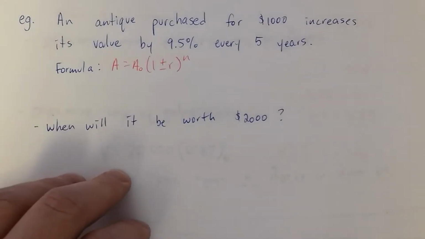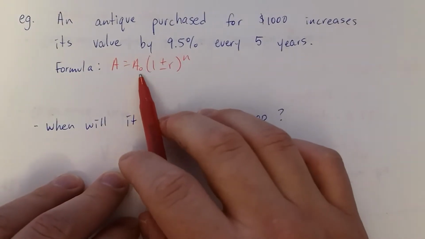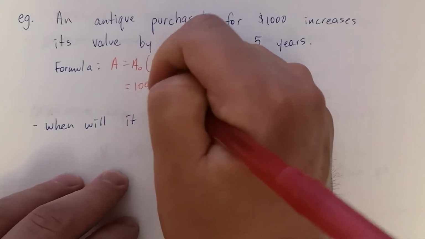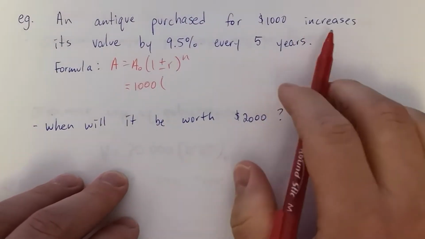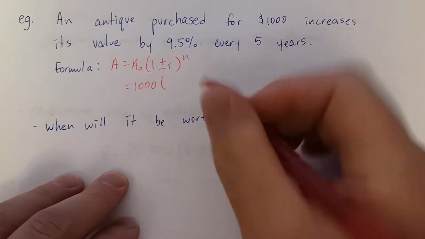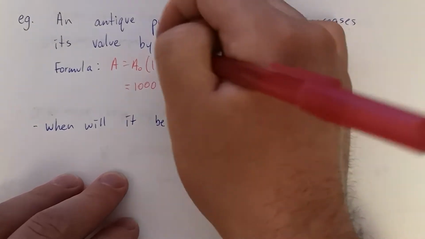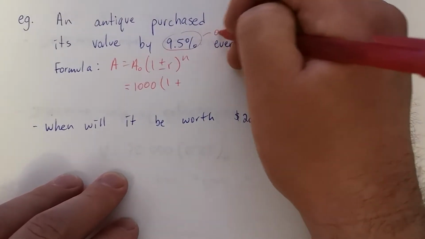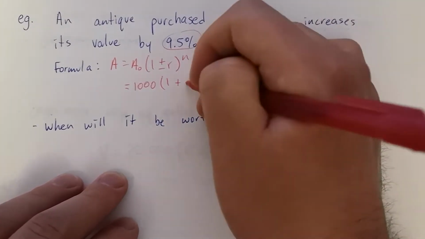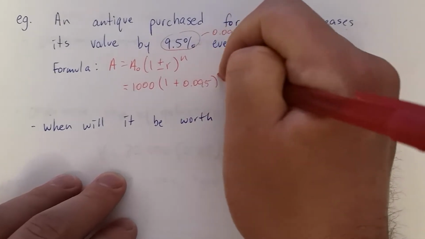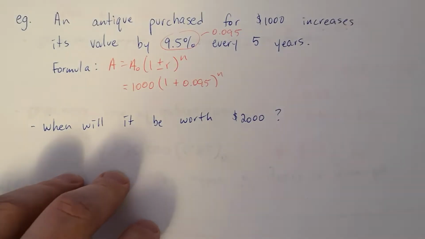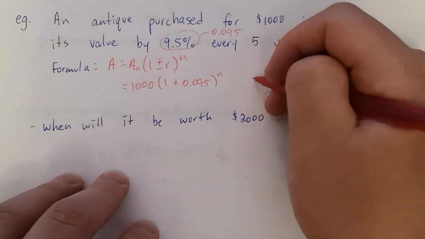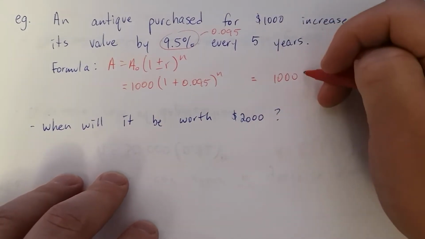Okay, so the initial value, the starting amount, in this case is $1,000. The value is increasing, so we're going to add the rate, which needs to be a decimal, divide by 100. And then I'll just leave n. N's going to be a little interesting in this question, but it's not going to be too bad. You'll be able to wrap your head around it.